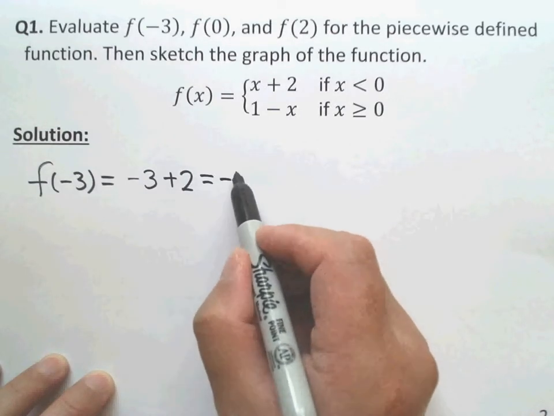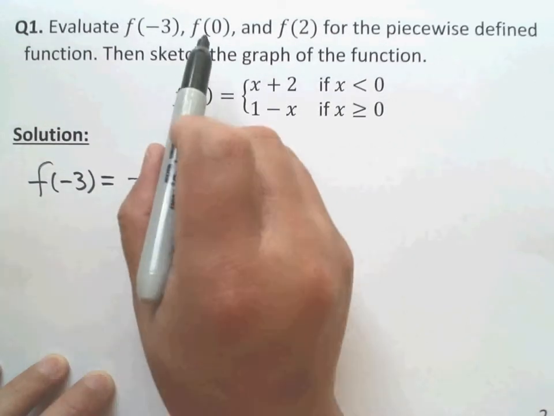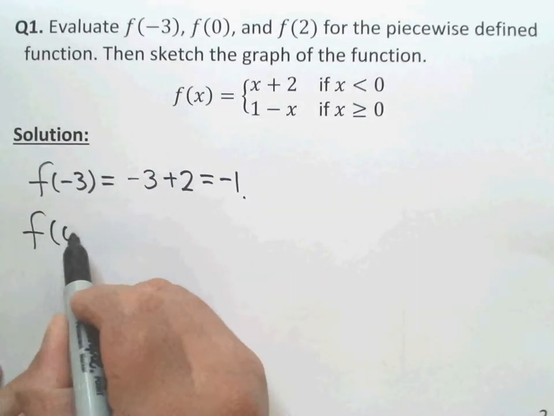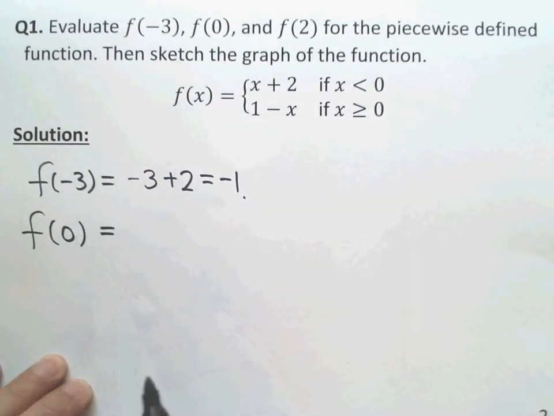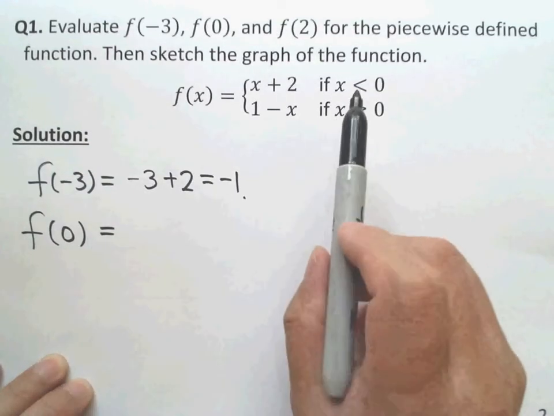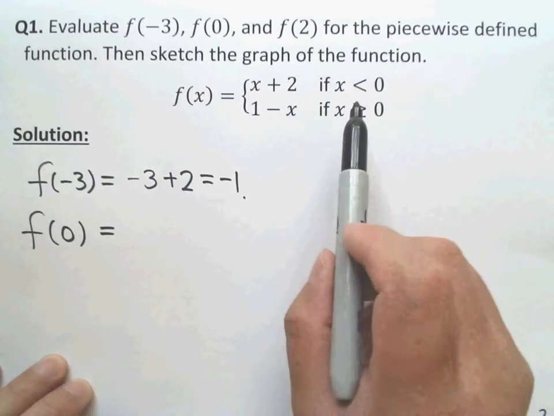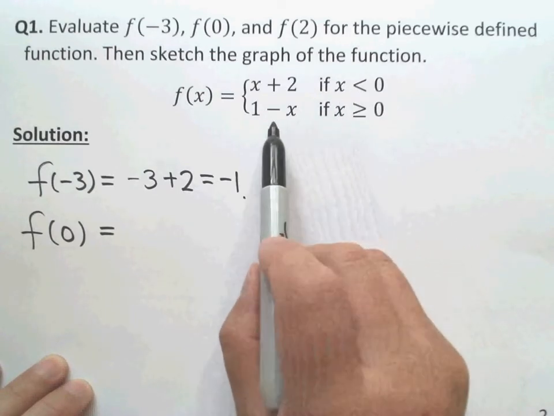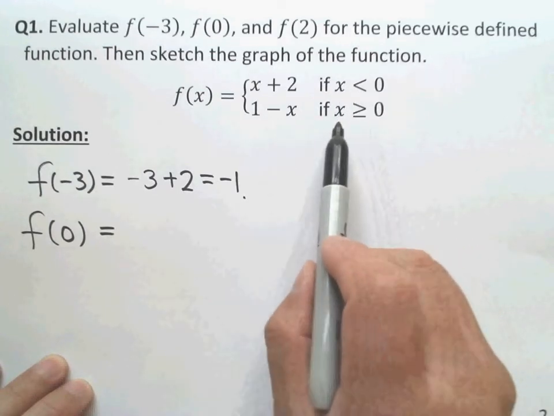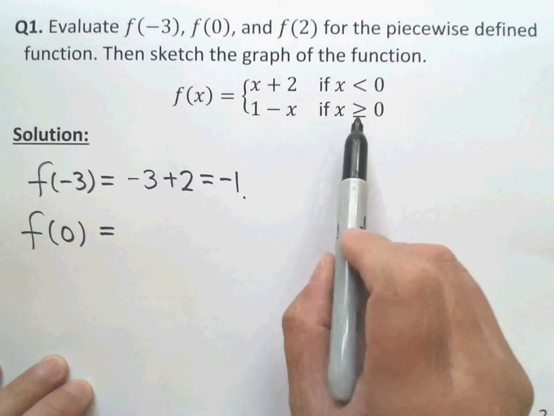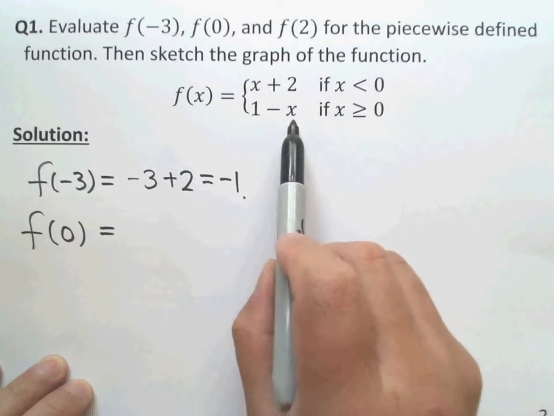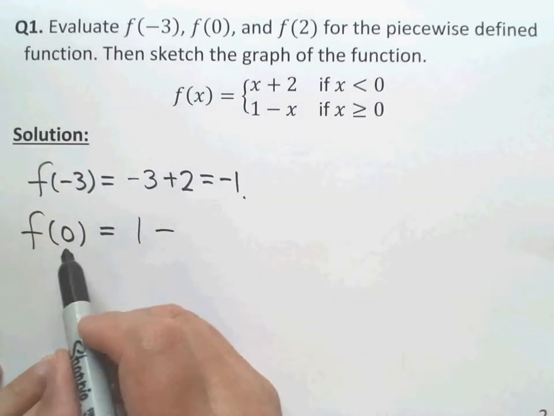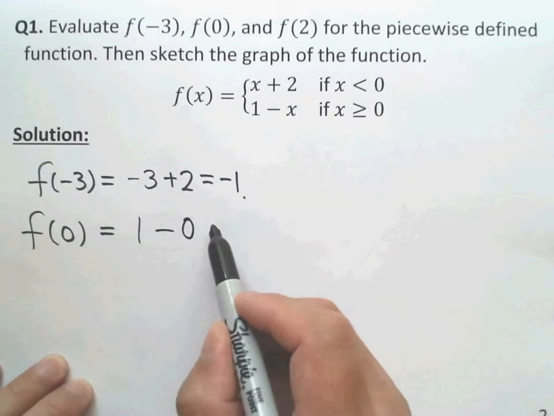That's the first. Now f at 0, the second. When x equals 0, which piece do we use? Ask myself the same question. x equals 0 belongs to the second piece, because x is greater than or equal to 0, right? So use this as the function: 1 minus x, with x now 0. Do the calculation, and you get 1.